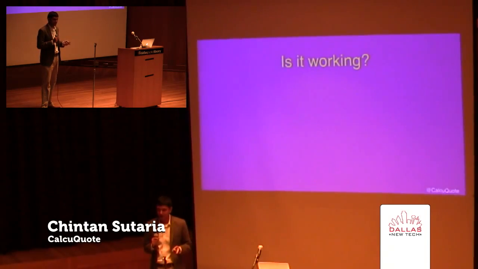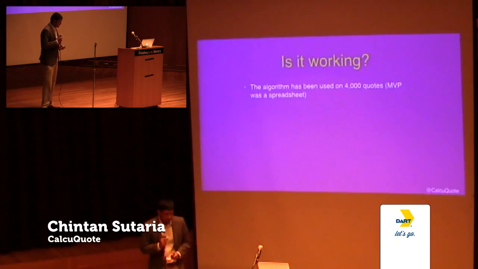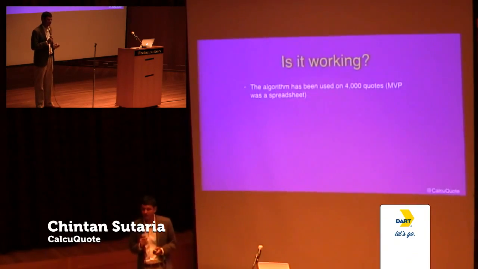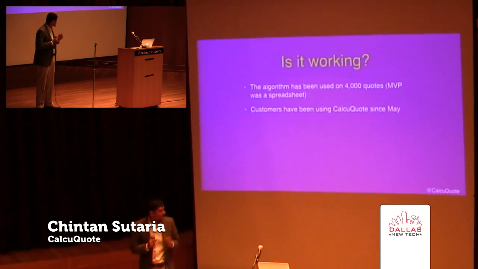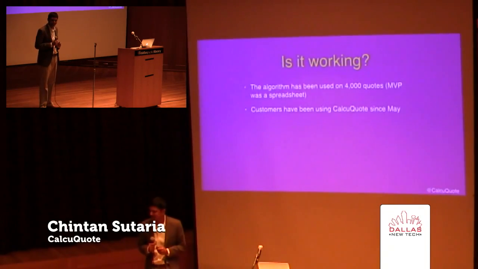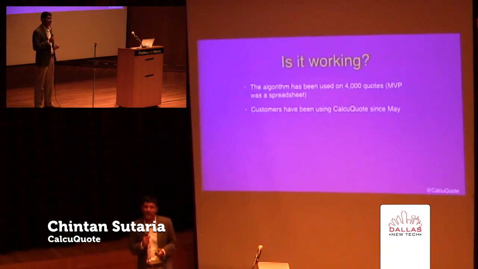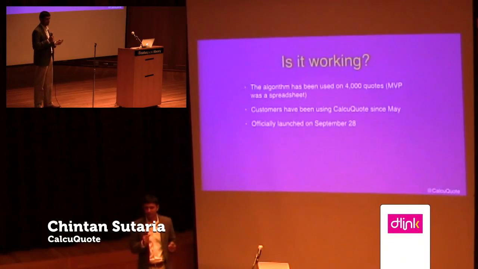So let's talk about traction. Is it working today? The answer is yes, from what we've seen so far. The algorithm behind CalcuQuote was developed based on my experience in the contract manufacturing industry, and we've already used it on more than 4,000 quotes. It works. Also, customers have been using CalcuQuote since May of this year in its current form. So that means we've had paying customers already using it, and they're very happy with the service they're getting. We only officially launched on September 28th, which is about a month ago.